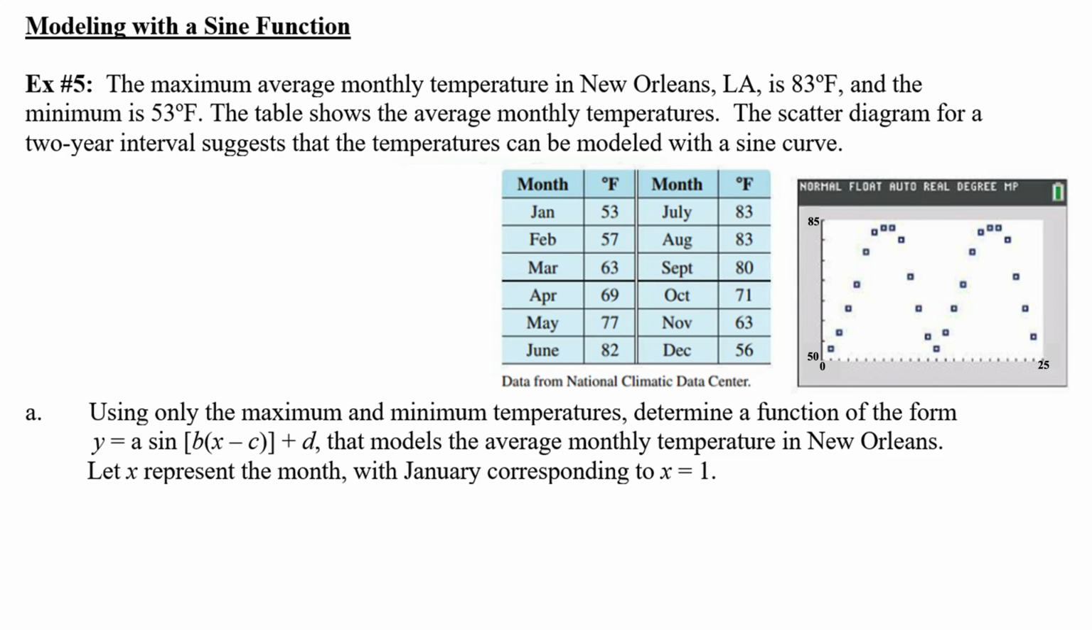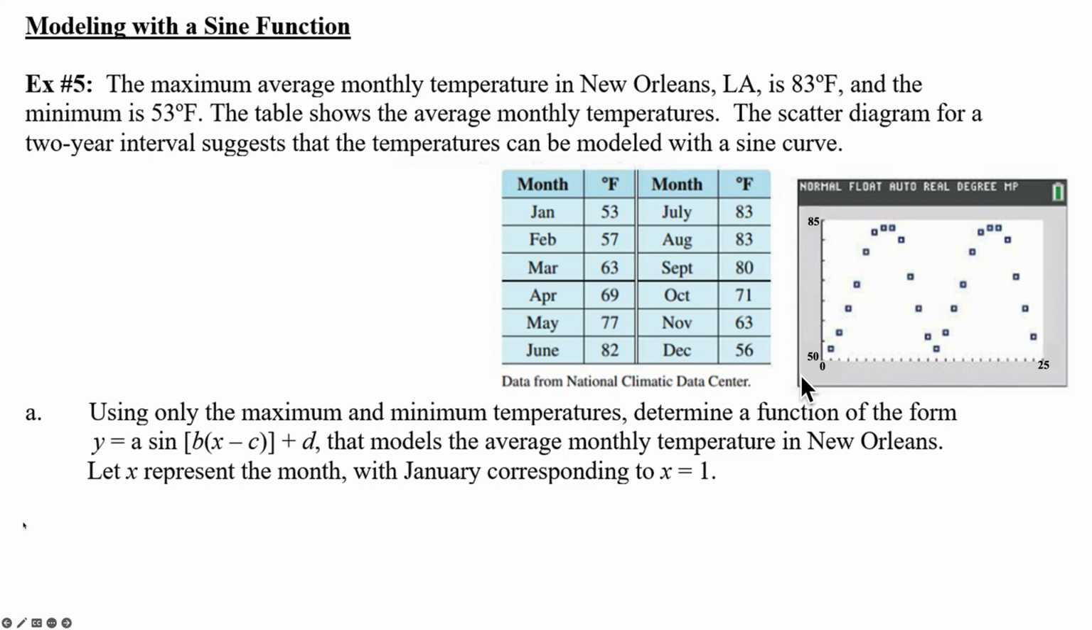All right, welcome to modeling word problems that resemble a sine function. So here we have temperatures from New Orleans, Louisiana, where the maximum average monthly temperature is 83 and the minimum is 53. The table here is for one complete year. Our scatter diagram is a 2-year interval, so they typed in these numbers and typed them in again. So this curve is 1 year, this curve is another. It kind of looks like a sine curve.